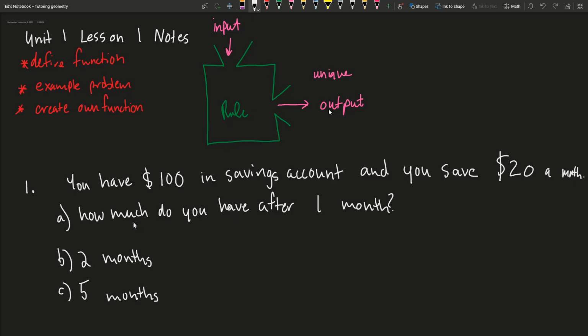So if you think about this, the first one might be kind of easy, right? You have $100 and you save $20 a month. So after 1 month, I should have $120. So if I put in 1 month into this sort of function, what do I get out? I get out 120. Two months: if I save for 2 months, I'm going to have saved $40. I already had 100, so I'm going to have $140.